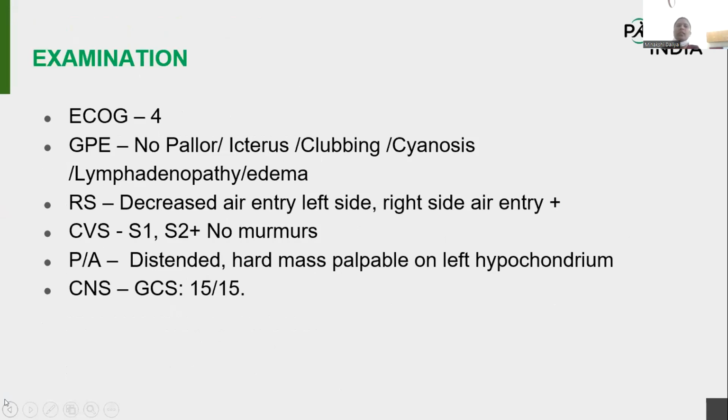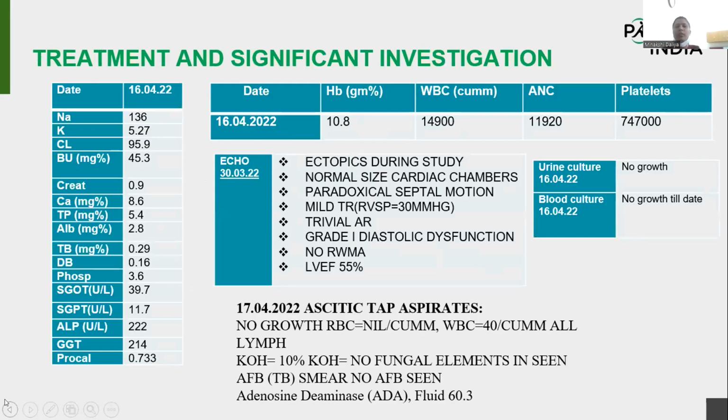On examination, when he last presented to us, his ECOG performance status was 4. If ECOG is 4, that means the patient is bedbound and remains in bed more than 50% of the time. Pallor was not there. Left side air entry was decreased, right side air entry was fine, CVS fine, and on per abdomen examination, he came to us with ascites and abdominal distension. There was a hard palpable mass on the left hypochondriac side. CNS was 15/50.